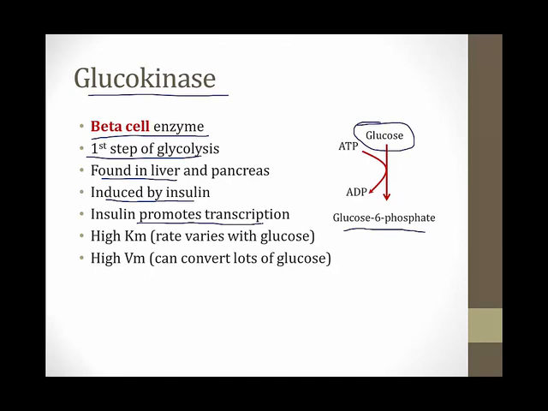It also has several unique pharmacologic properties. It has a high Km and a high Vm. The high Km means this enzyme is more active when there are higher glucose levels, and the high Vm means it can convert lots of glucose, and both of these features make it a very effective enzyme for the beta cell, where you want this enzyme to be very active when glucose levels are high, and you want it to be inactive when glucose levels are low.